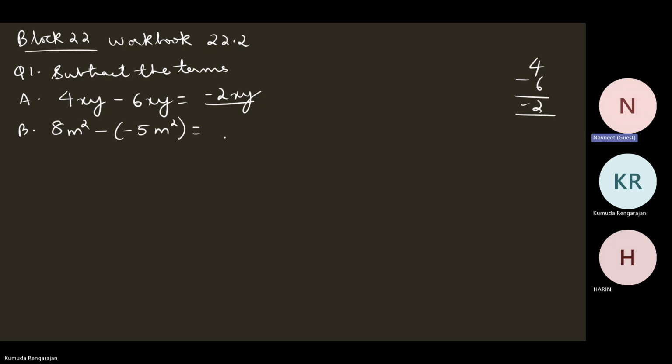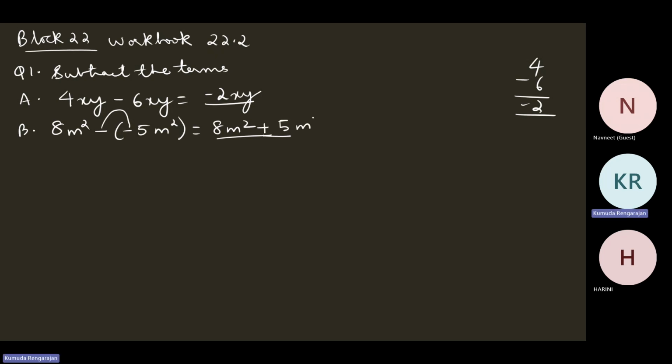Yeah, Ma'am, 13m square. Okay. So this will be 8m square. Now we have to open the bracket, right? So minus into minus plus, correct? Yes, ma'am. There's a bracket and outside the bracket is a minus sign. So to remove this bracket, you need to multiply the signs, minus into minus, plus. So when you multiply the signs, the bracket is removed.